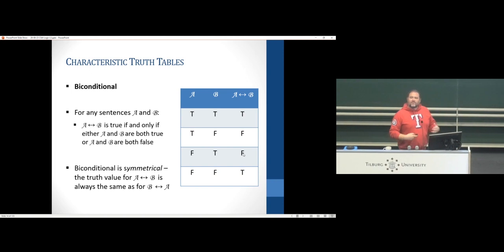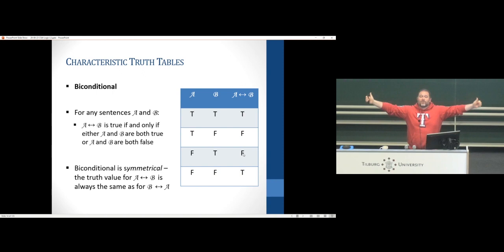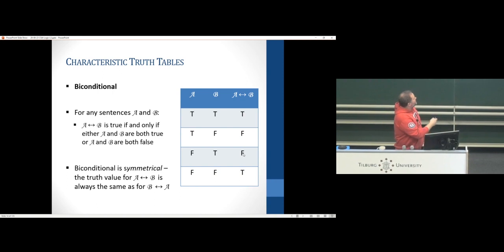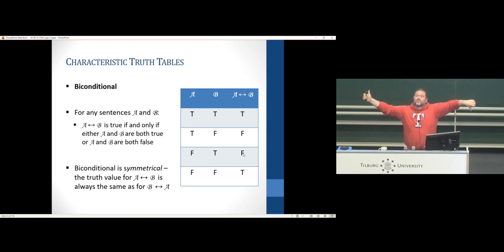So again, the thing with the biconditional, it's going to be true if the sides have the same truth value. That could be that they're both true. It could be that they're both false. But we don't care. The only time it lets us down is if the two sides have different truth values.